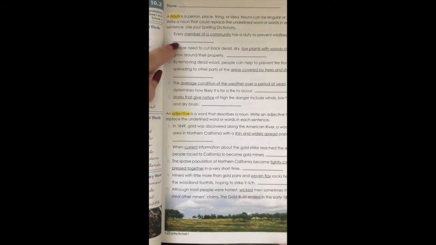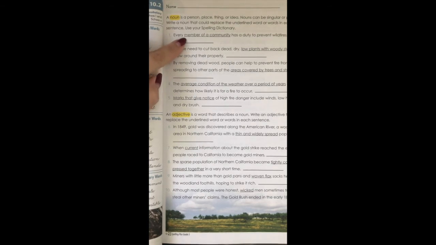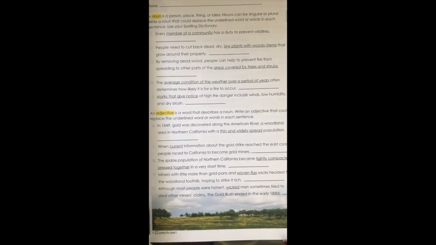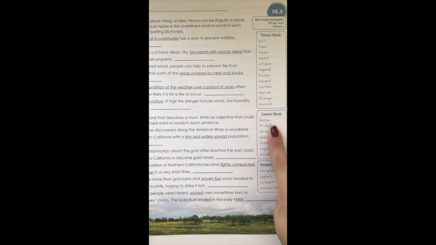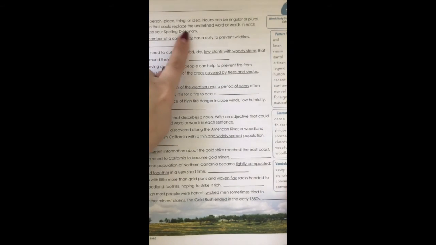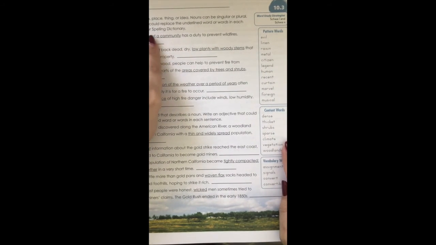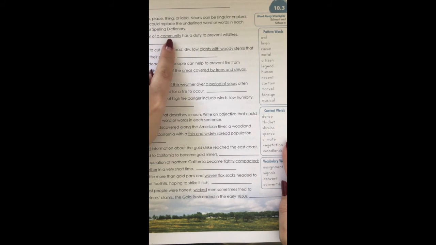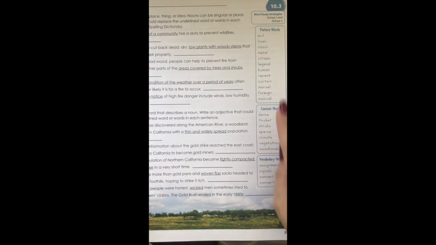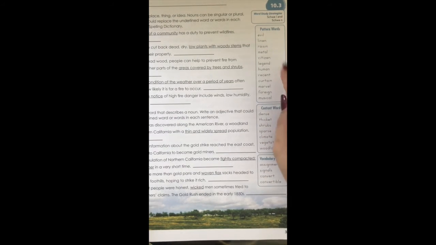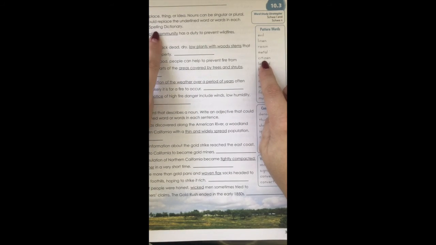So for number 1, for example, it says every member of a community, underlined, has a duty to prevent wildfires. So we're going to find a word from our list that best replaces just these underlined words. So which word from our list could replace member of a community? So I will give you the first one. If you don't already know, it is citizen. Citizen fits best. Every citizen has a duty to prevent wildfires.